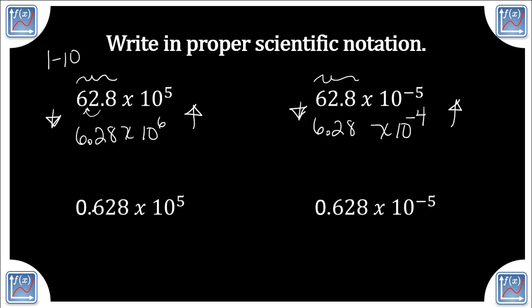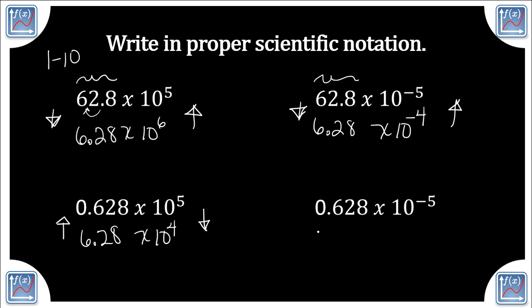Our third example, this time our coefficient is less than 1, so we're going to move the decimal to the right and make it 6.28. So we increase the coefficient this time, so we have to decrease the exponent by 1.